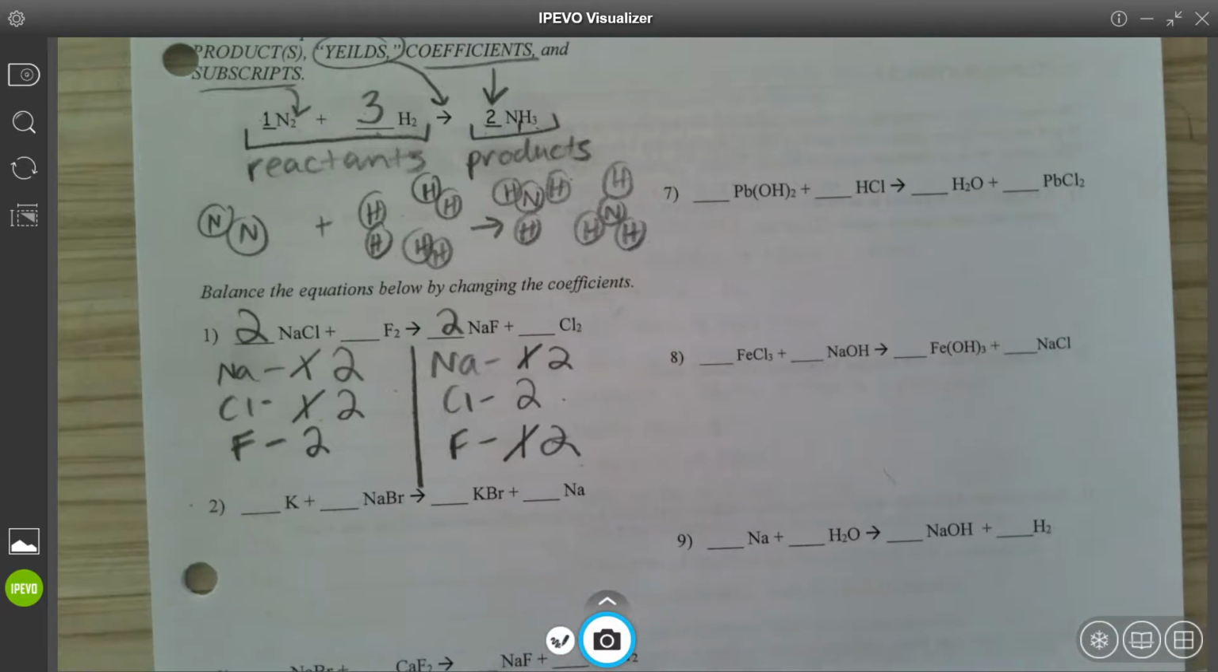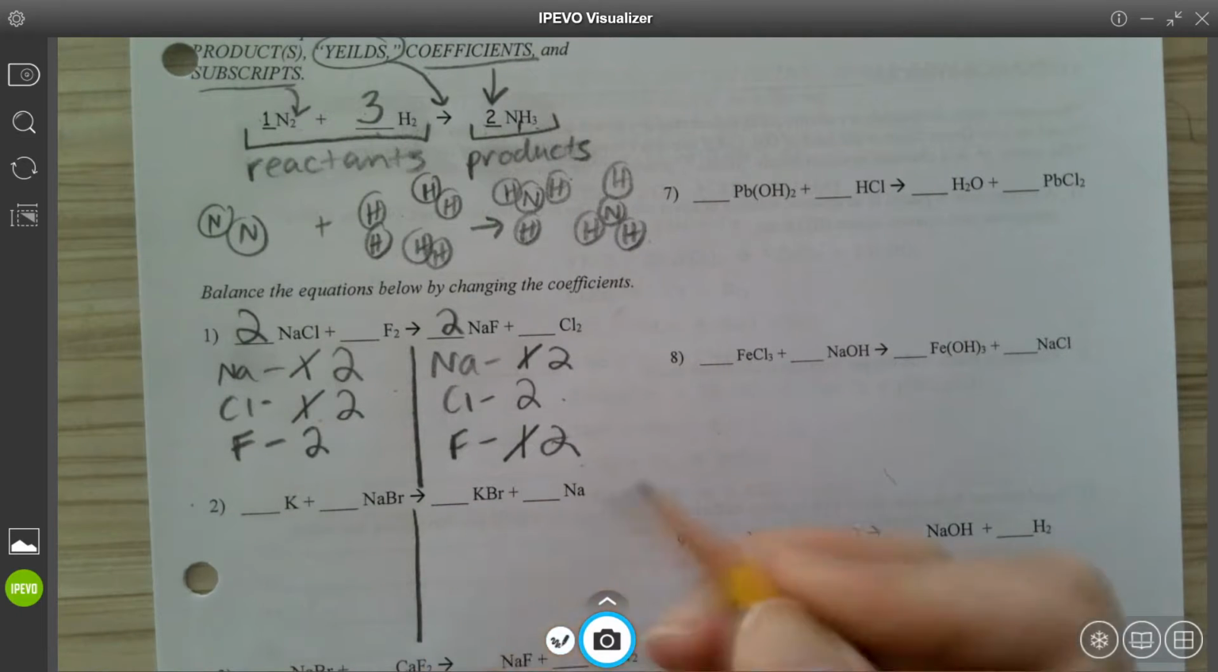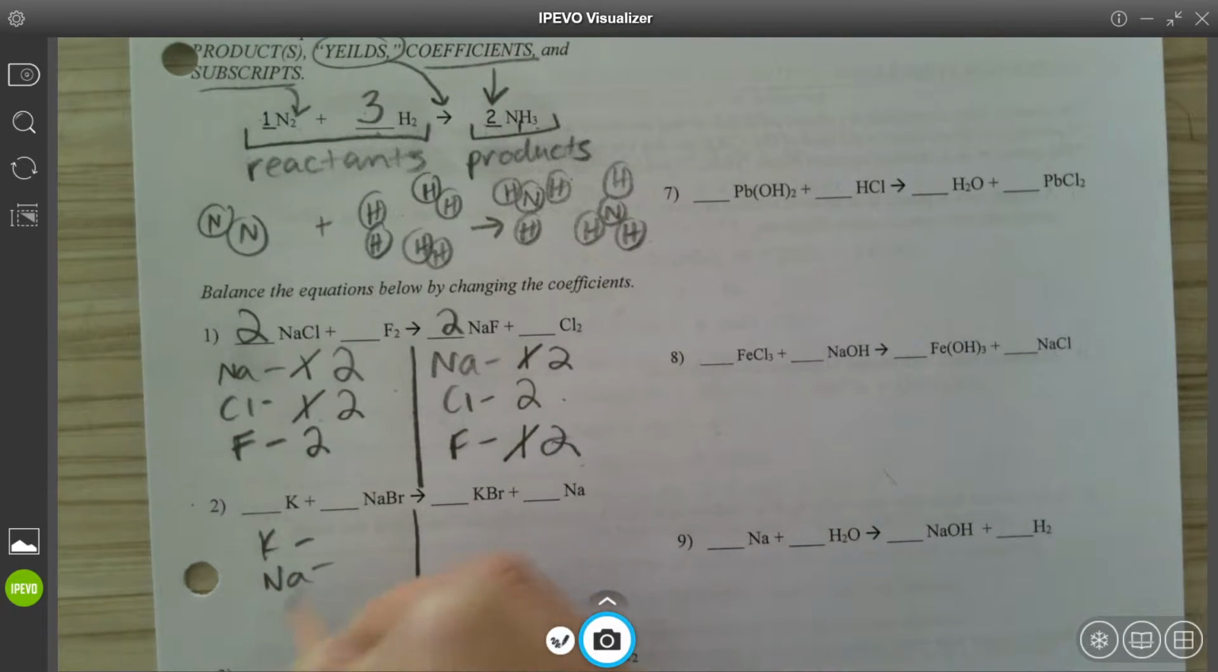So if we go down to number 2, okay, we have K, Na, Br on the reactant side, and K, Na, Br on the product side.